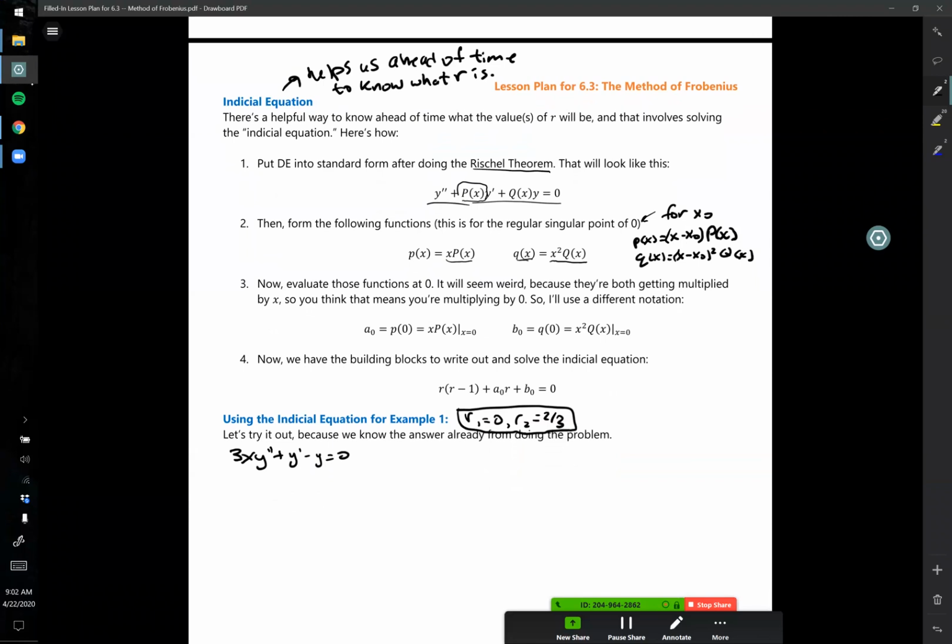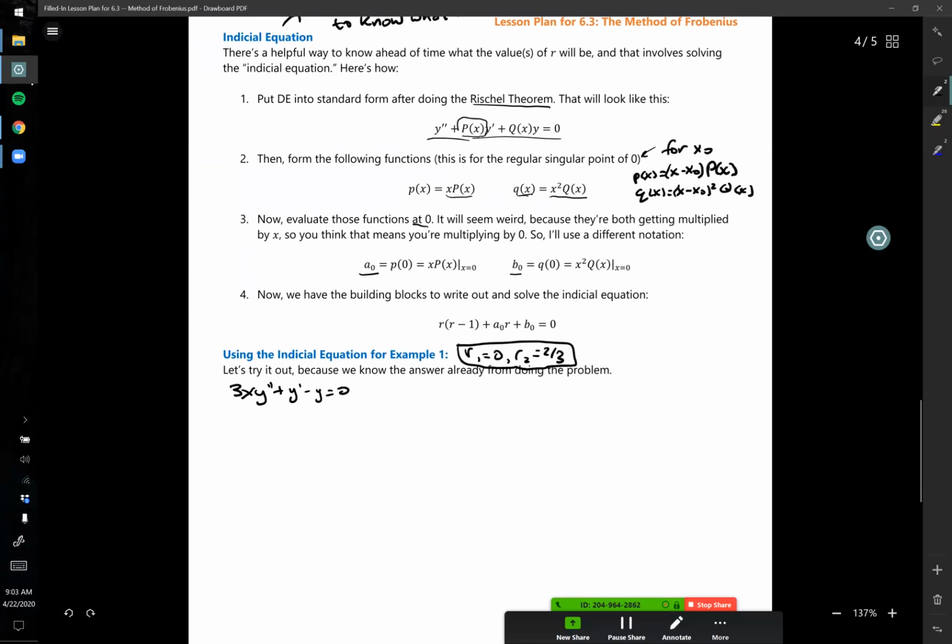Now we evaluate the functions at 0. It seems kind of weird that you're evaluating at 0, because won't that make that go away? Well, we'll see when we do a problem. We're going to call little p evaluated at 0 a naught. I use this notation to help us understand that we're evaluating at x equals 0. And little b naught will just be evaluating little q at 0. If you do all that, then you can plug it into this. This is called the indicial equation, and every single time, it will tell you exactly what the R's are going to be ahead of time.